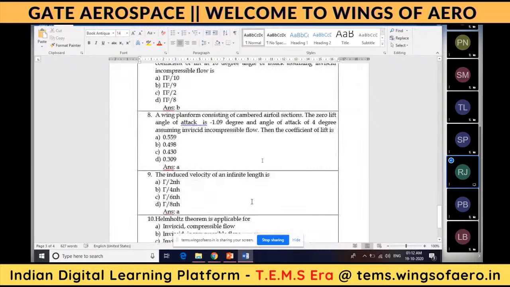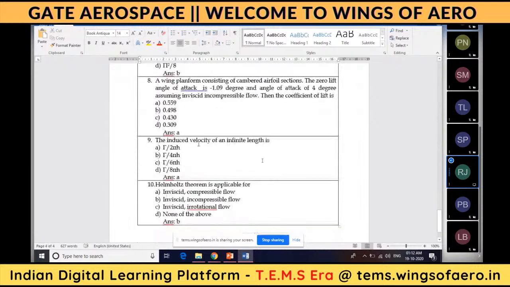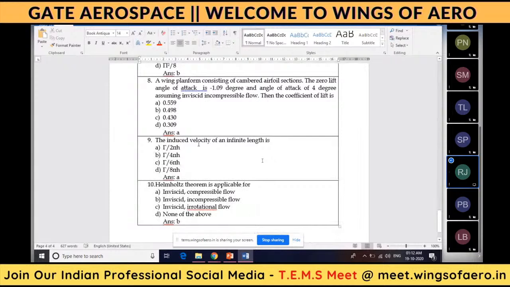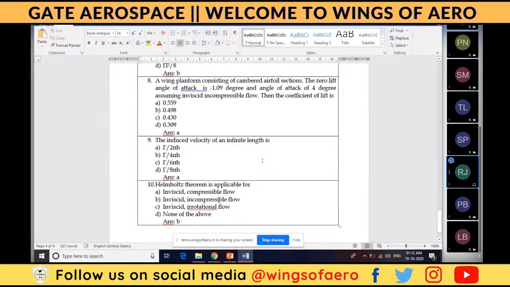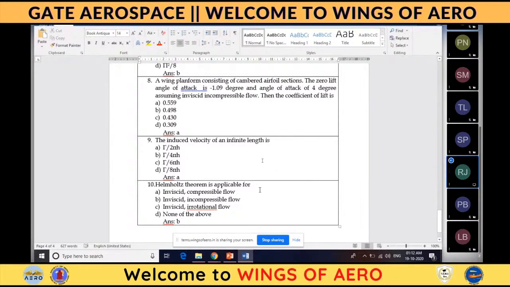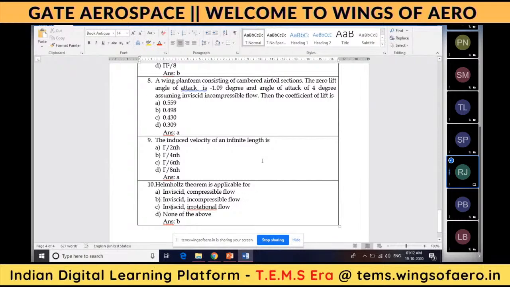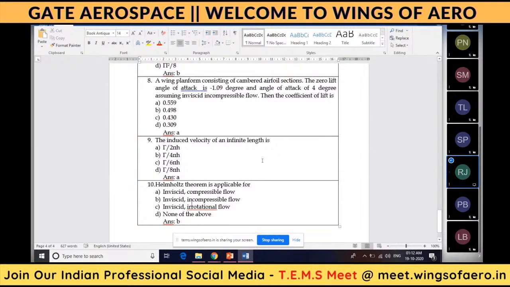See here, the induced velocity of infinite length is gamma by 2 pi h. But for semi-infinite length, it is gamma by 4 pi h. And one more thing here, see, the Helmholtz theorem is applicable for inviscid compressible flow, inviscid incompressible flow, inviscid irrotational flow, and none of the above. It is applicable only for inviscid incompressible flow.